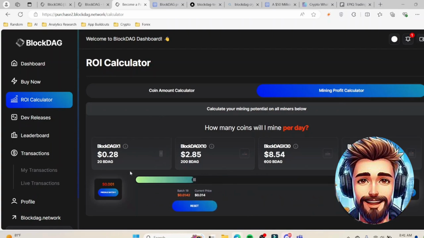So if you're mining from the phone, you'll be getting 20 BDAG per day maximum, which is about 28 cents at current price.